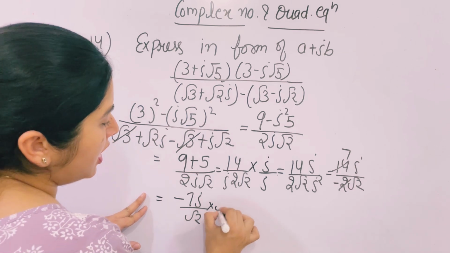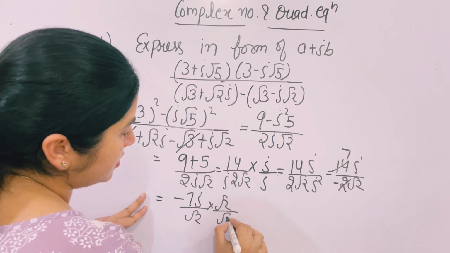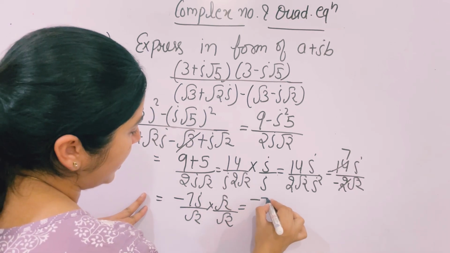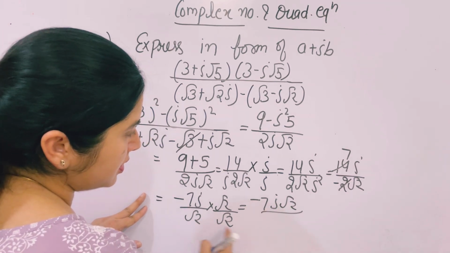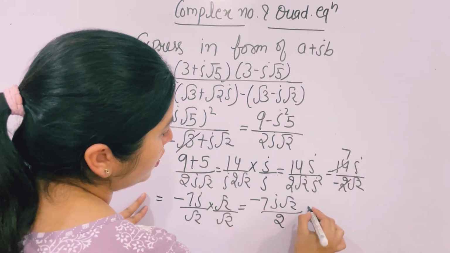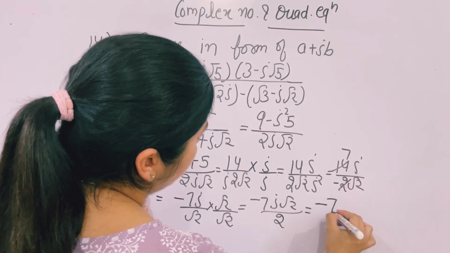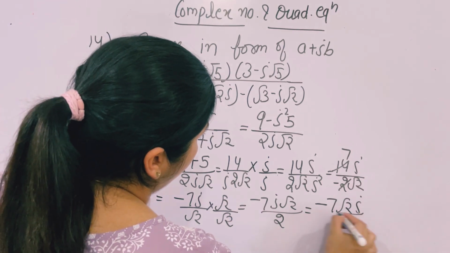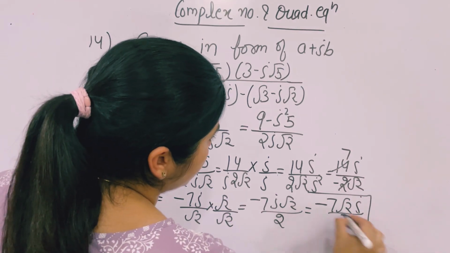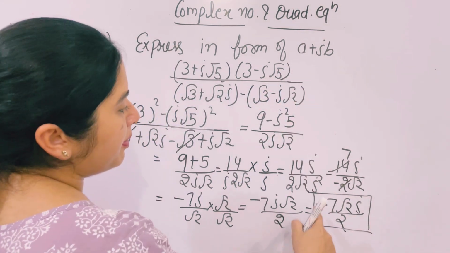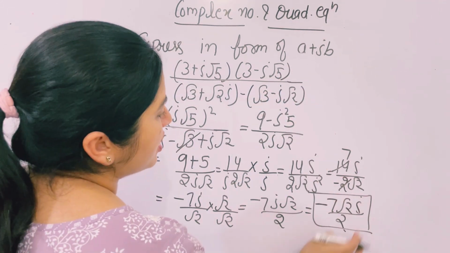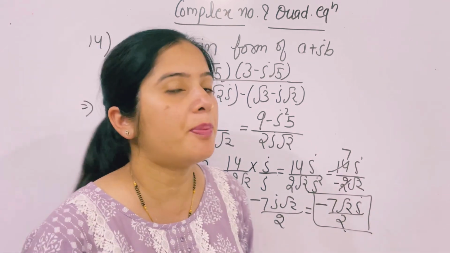Also you can do rationalization. Then we get 7 iota root 2 upon root 2 into root 2. So the number will be minus 7 root 2 iota upon 2. This is the form a plus iota b, where the real part will be 0 and the imaginary part will be minus 7 root 2 upon 2.